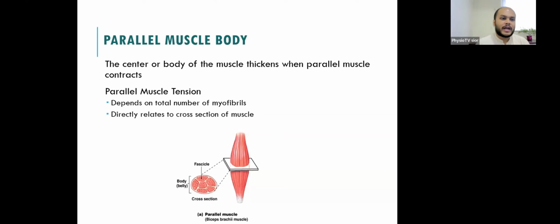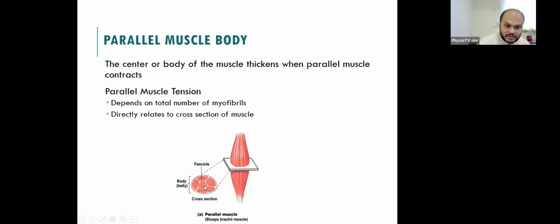To start with, we started with parallel muscles. It depends upon the total number of myofibrils, and the tension that gets developed is directly related to the cross section of the muscle. Basically, the larger the cross section, the more muscle fibers there are; the lower the cross section, the fewer muscle fibers. The thing you need to remember is that these fascicles will never touch each other, or intersect with each other. If you can see in the cross section over here, they are divided into small zones, and these fibers are placed between them.